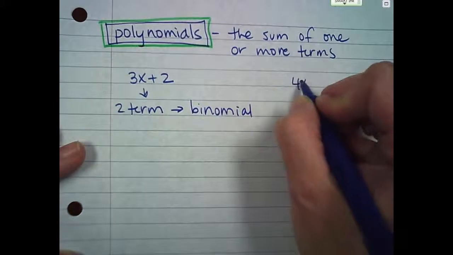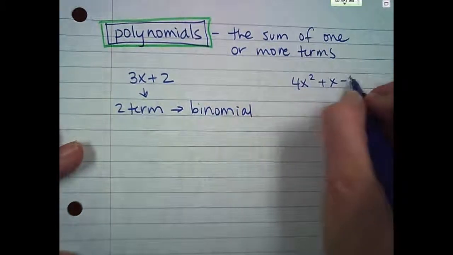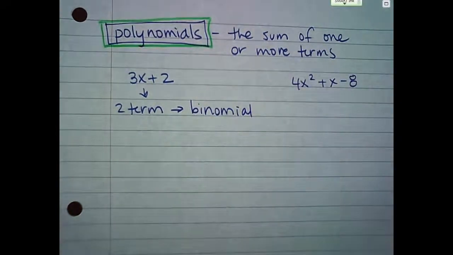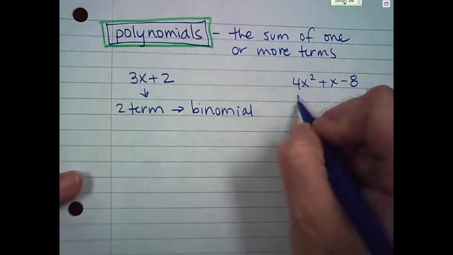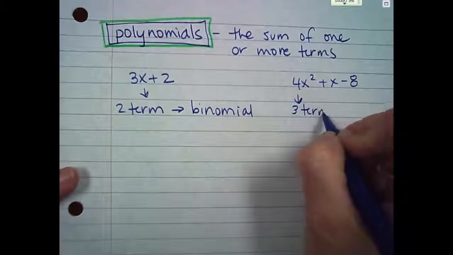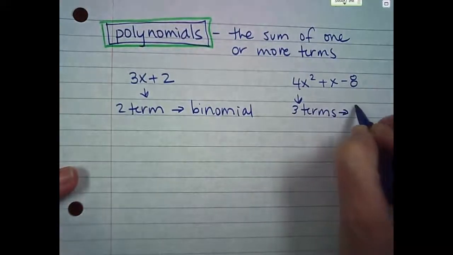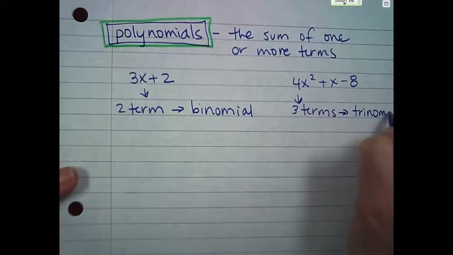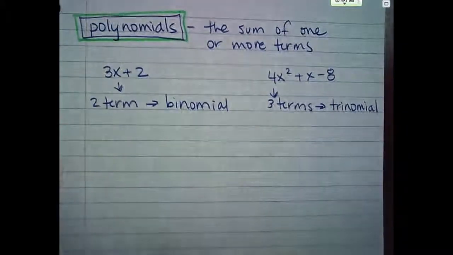What about 4x squared plus x minus 8? How many terms are there now? 3. So we're going to call that a trinomial. It has 3 terms. It's called a trinomial. It's stuff that you kind of know. It's just been a while since you talked about it.